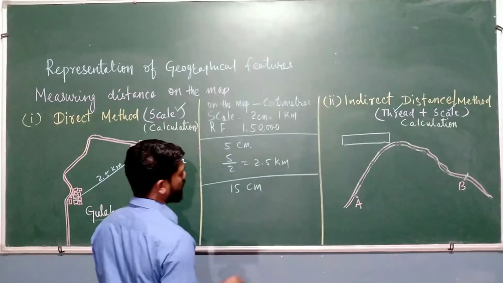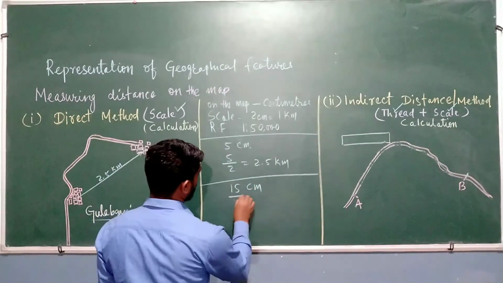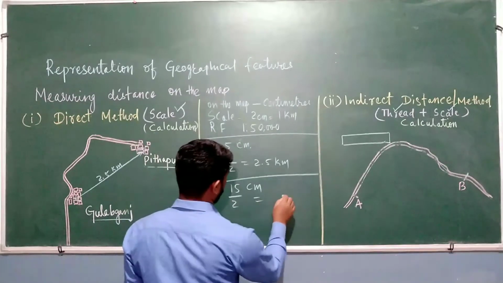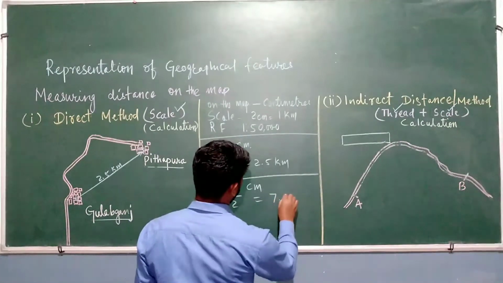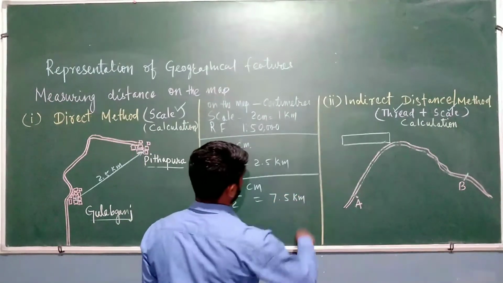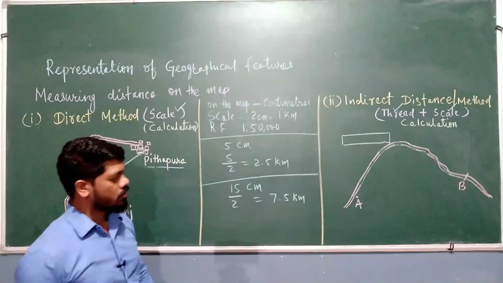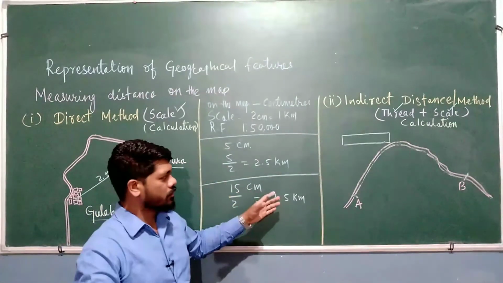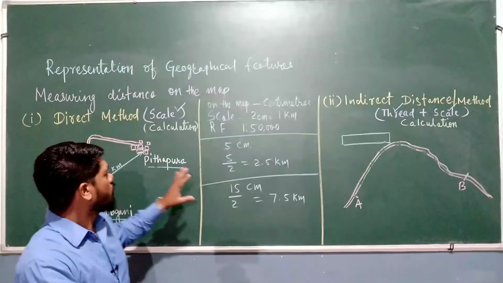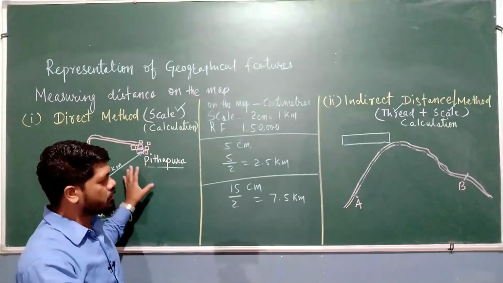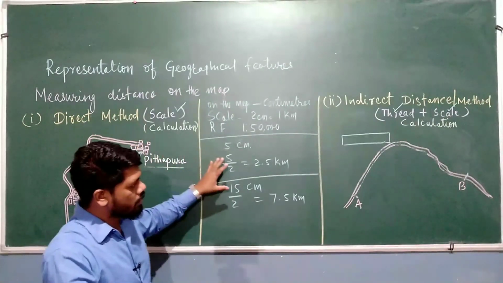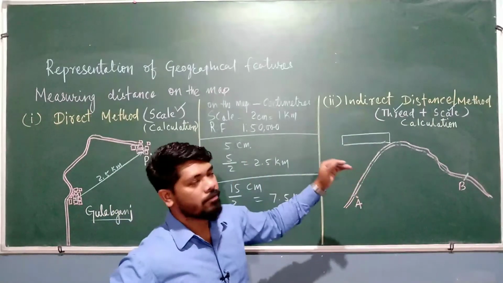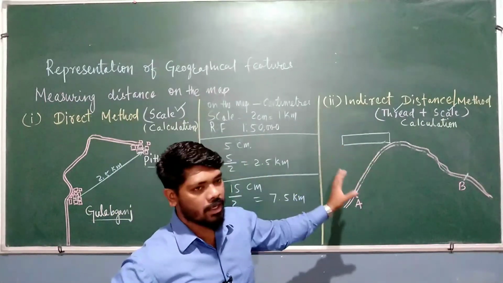So this has to be divided by 2. So it will come 7.5 kilometer. So that's all. Very easy. So in the direct method it is with the help of scale and calculation, and the indirect method is with the help of thread, scale and calculation.